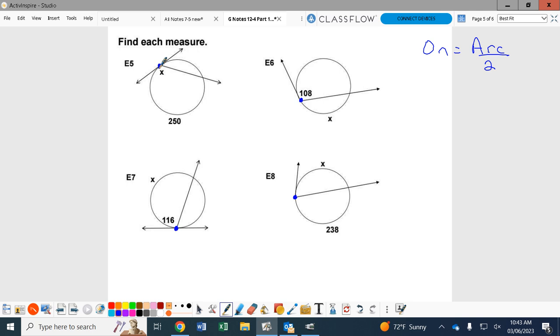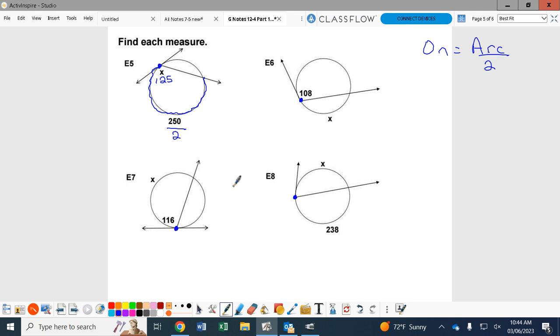So here we go. Here's an arc that's 250 degrees. If the arc is 250 and we need to get to the angle, we'll just cut that arc in half. So if it's 250, what's half of 250? 125 would be your answer there for example 5.